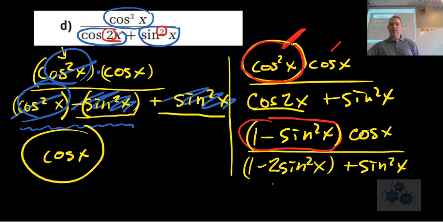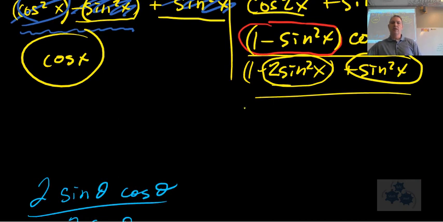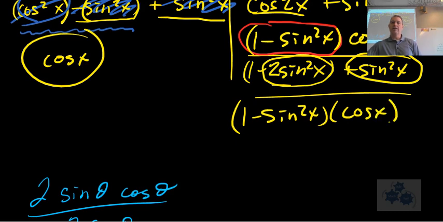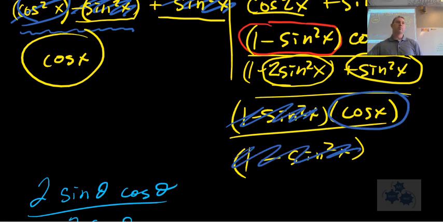So if we follow this through, watch what happens here. This and this are like terms now. We can combine those. I'm going to run out of space here, so I'm going to move this down a bit. This is going to be 1 minus sine squared x on top times cos x. And on the bottom, 1 minus 2 is what? Negative 2 plus 1 is minus 1. So look at what we have on the bottom. And if you did it this way, you would be able to say, hey, I have a common factor on the top and the bottom, and there's my answer.